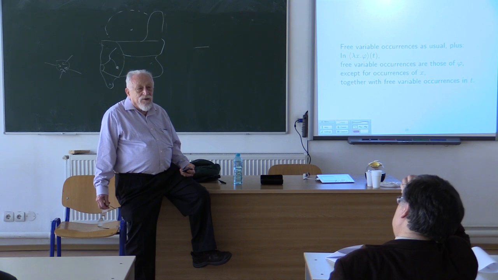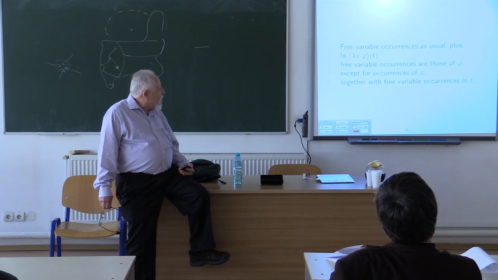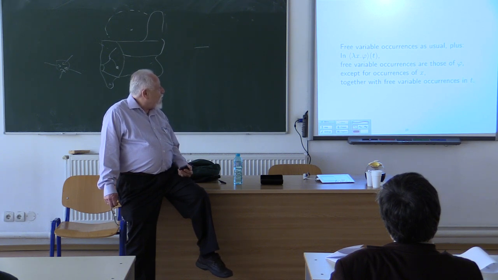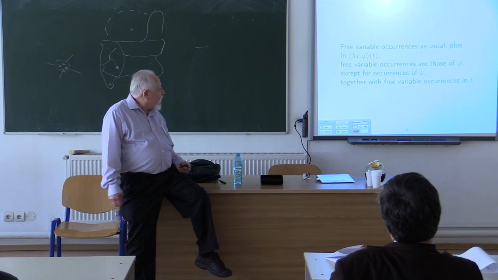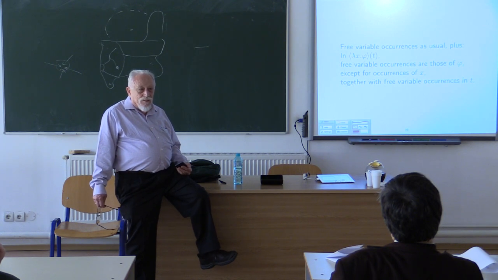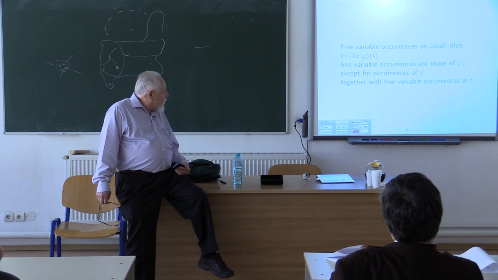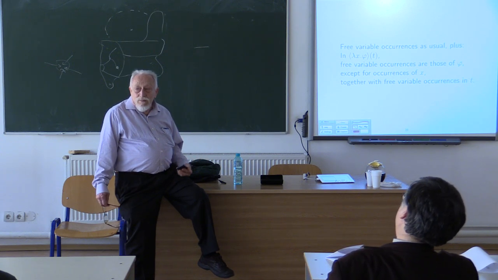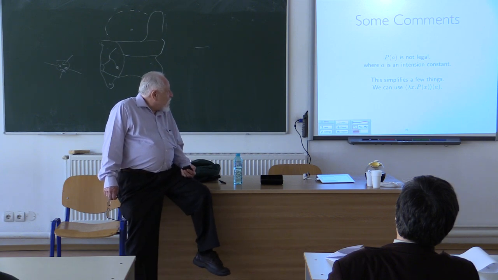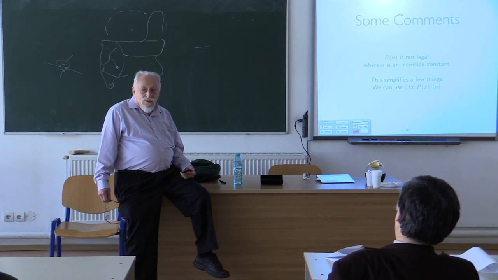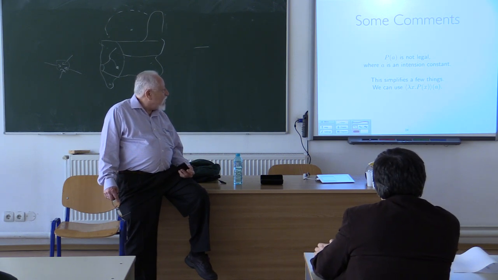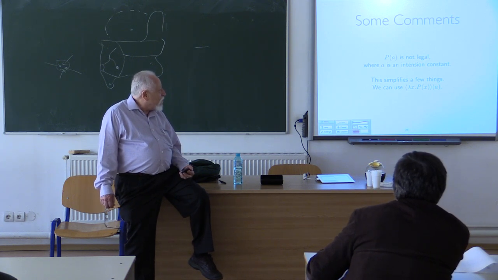The definition of free variable occurrences, because we do have variables here, it's the usual one, together with, in this abstract here, the free variable occurrences are whatever are free in phi, except for occurrences of x, but together with free variable occurrences in t. So this lambda abstract acts like a binder. So here, P of A is not legal, where A is an intention constant. You need variables there. But you can think of it as an abbreviation for this. The predicate abstracted from P applies to it.